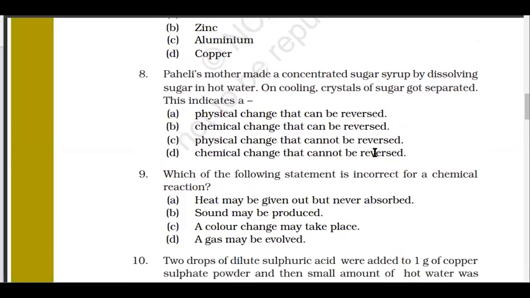Now, ninth one. Which of the following statements is incorrect for a chemical reaction? Heat may be given out but never absorbed. Sound may be produced. A color change may take place. A gas may evolve. Incorrect, A. Very good, Ragini, very good, Shravya. The ninth answer is A, because heat may be given out or may be absorbed. That's what I said, because the reaction can be either exothermic or endothermic. Yes, right, Nandish, Esther, Arav, Akshit, Yukti.